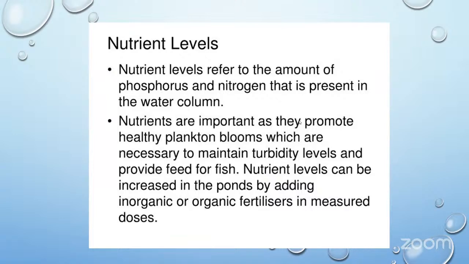What are the nutrient levels? Nutrient levels refer to the amount of phosphorus and nitrogen that is present in the water column. Nutrients are important as they promote healthy plankton blooms, which are necessary to maintain turbidity levels and provide feed for fish. Nutrient levels can be increased in the ponds by adding inorganic or organic fertilizers in measured doses.